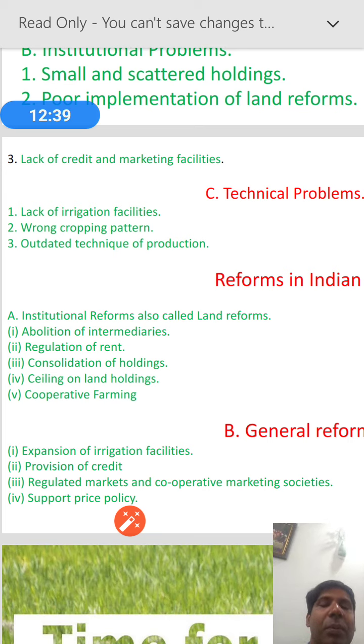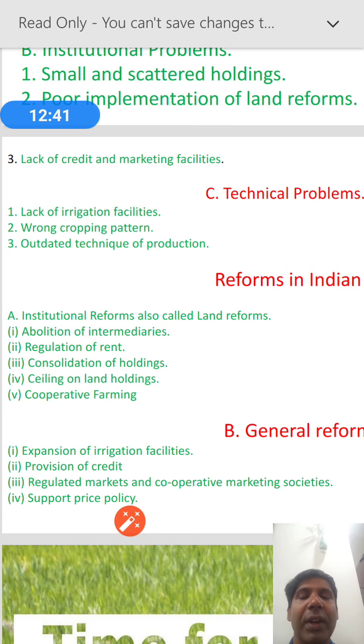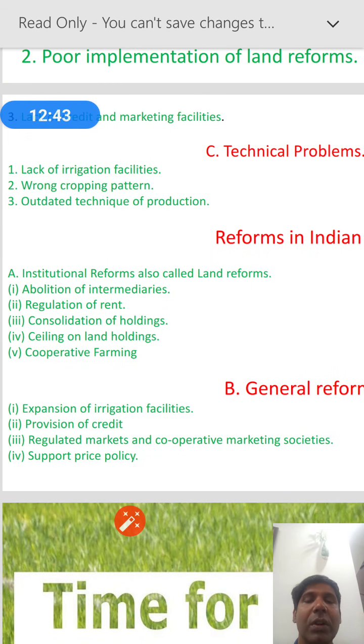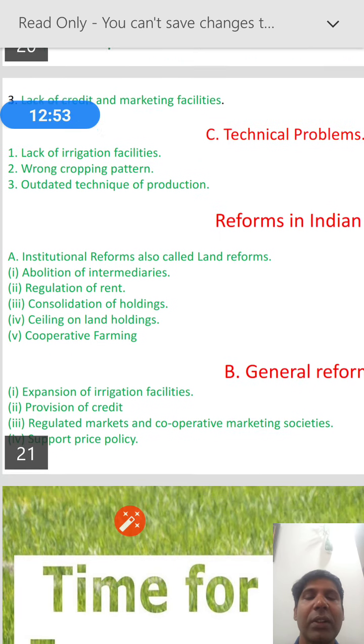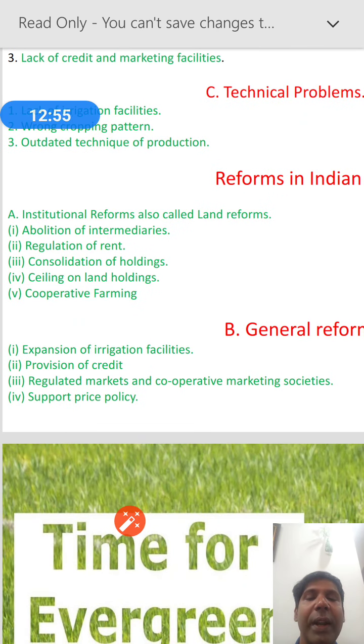The government started the reforms. First one, abolition of intermediaries. The government is removing the intermediaries. And regulation of rent. Consolidation of land holdings, ceiling on land holdings, cooperative farming. People join together and they make protections.